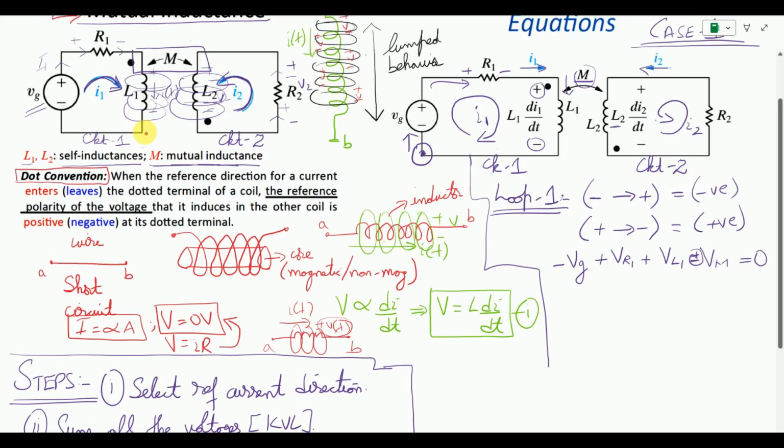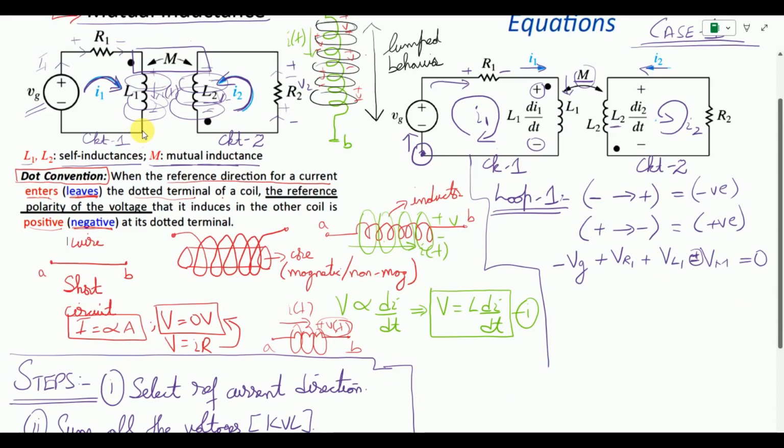Now what is a dot convention? The dot convention says that whenever the reference direction of the current enters or leaves, let's say first, if it is entering the dotted terminal of a coil, the reference polarity of the voltage at the dot on the other coil is taken as positive, and if the current leaves, the dot polarity on the other coil is taken as negative. So now what does it mean? Let us understand this.